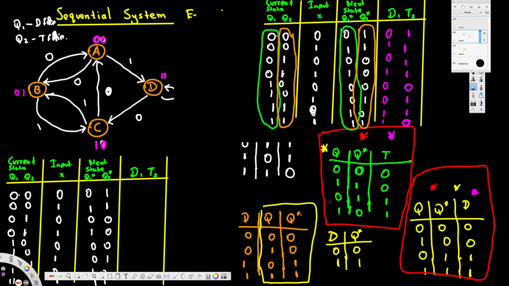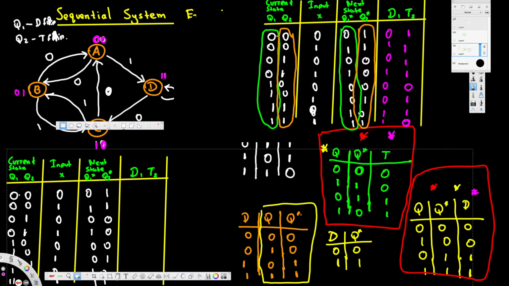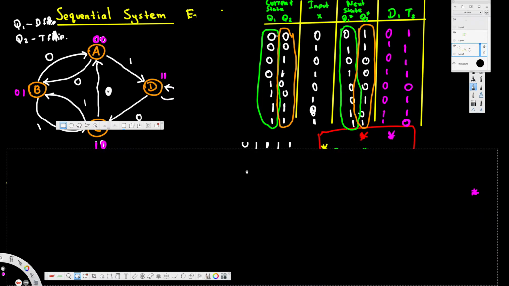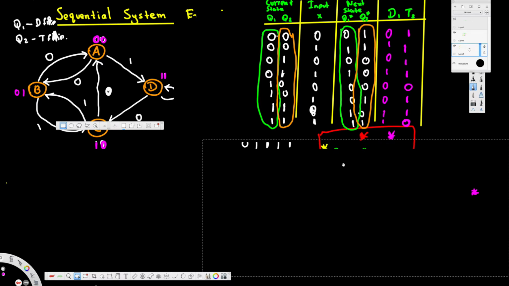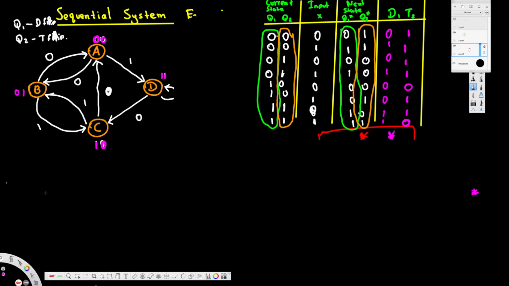Now after we create the truth table, we are going to use the K-map to simplify and find the equation. Now let's get rid of all these things. We want to create the K-map for D1, the T flip-flop and the D flip-flop. Let's start with the D flip-flop K-map.